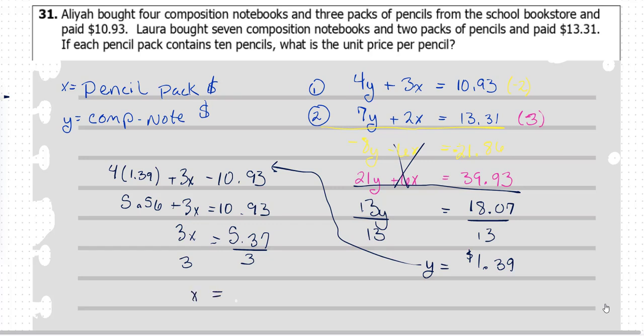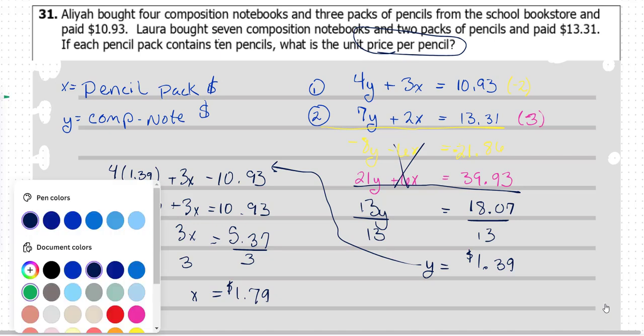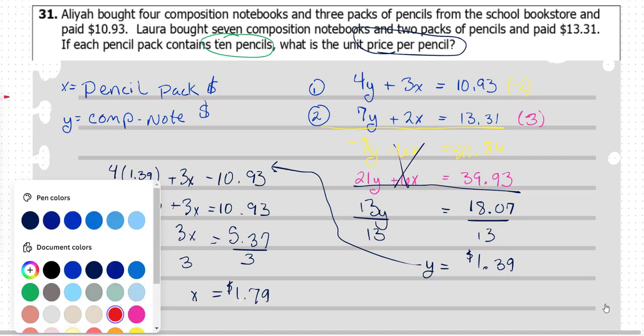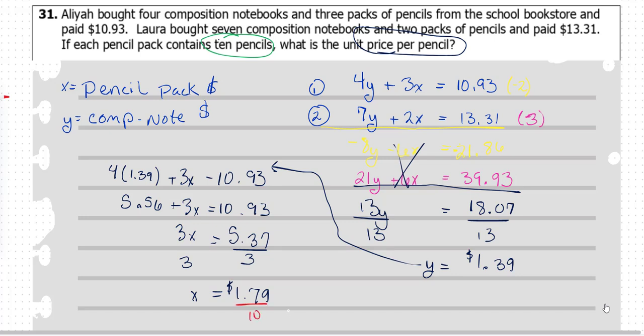So x is equal to $1.79. Well, the question asks us how much would each pencil cost, what is the price per pencil? And so that means I need to figure out how many pencils are in a pack. Well, it tells us there are 10 pencils in a pack. And so I take that information and I'm going to divide that number by 10, and that gives me that each pencil is 17.9 cents. And if you had rounded that to 18 cents, I would not count it wrong.